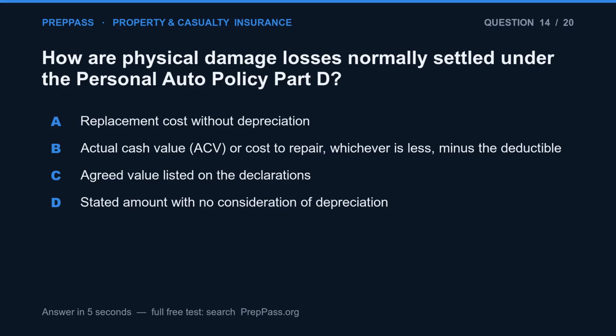Question 14. How are physical damage losses normally settled under the Personal Auto Policy Part D? A. Replacement cost without depreciation. B. Actual cash value, ACV, or cost to repair, whichever is less, minus the deductible. C. Agreed value listed on the declarations. D. Stated amount with no consideration of depreciation.